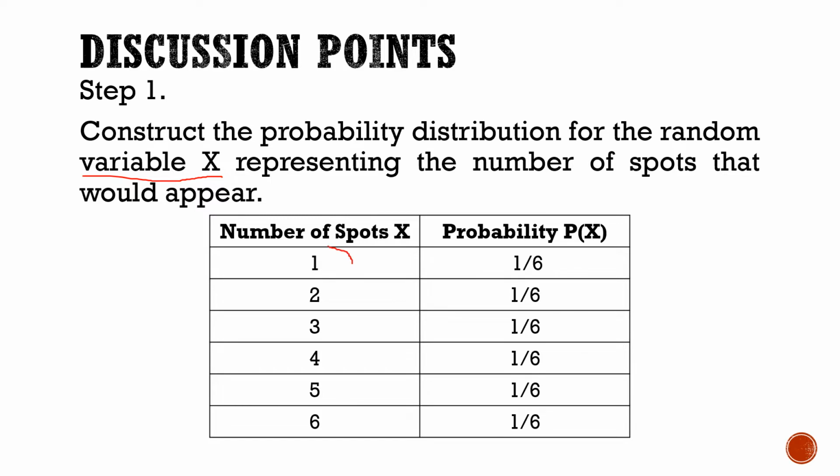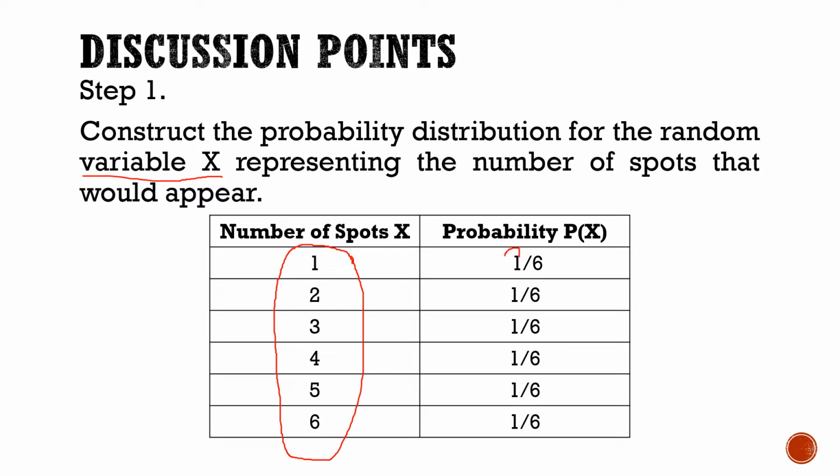Here, in your first column, these are the possible values of your random variable x. These are values that reflect the number of spots that would appear in each possible outcome that we are dealing with. For each possible value of the random variable, there is a corresponding probability.